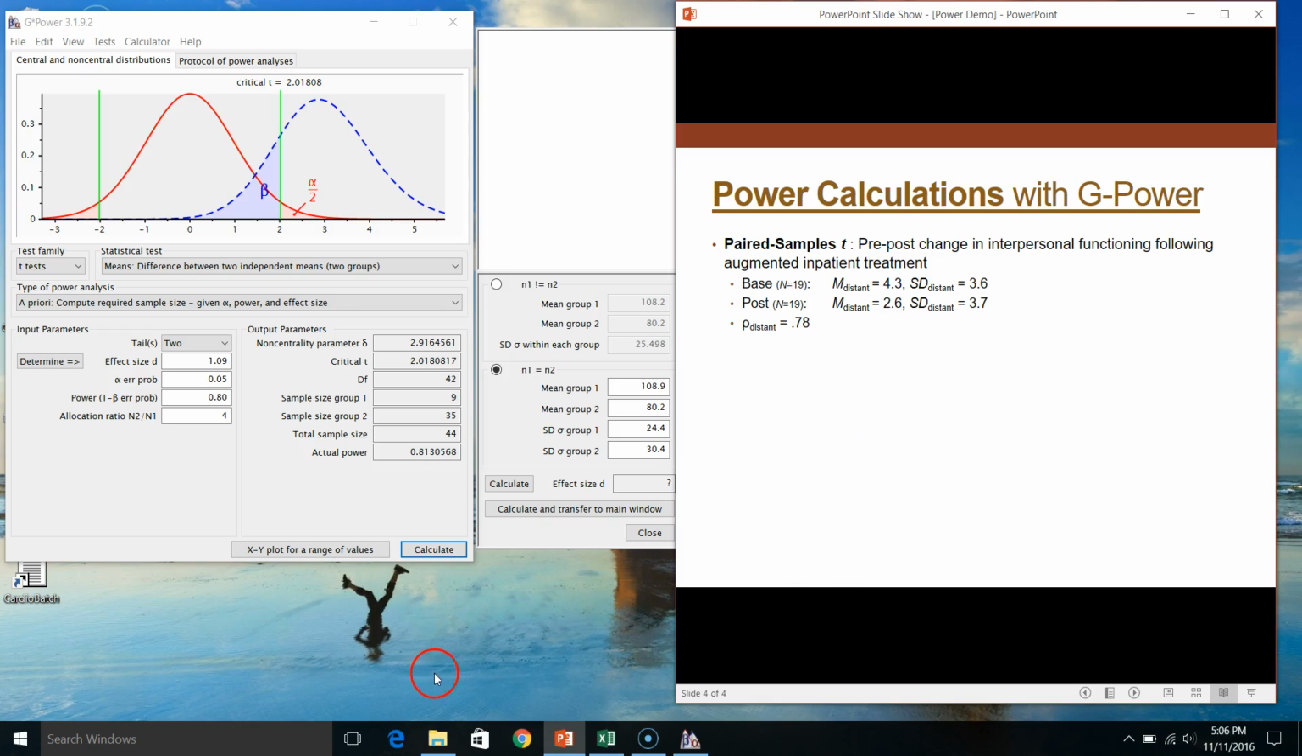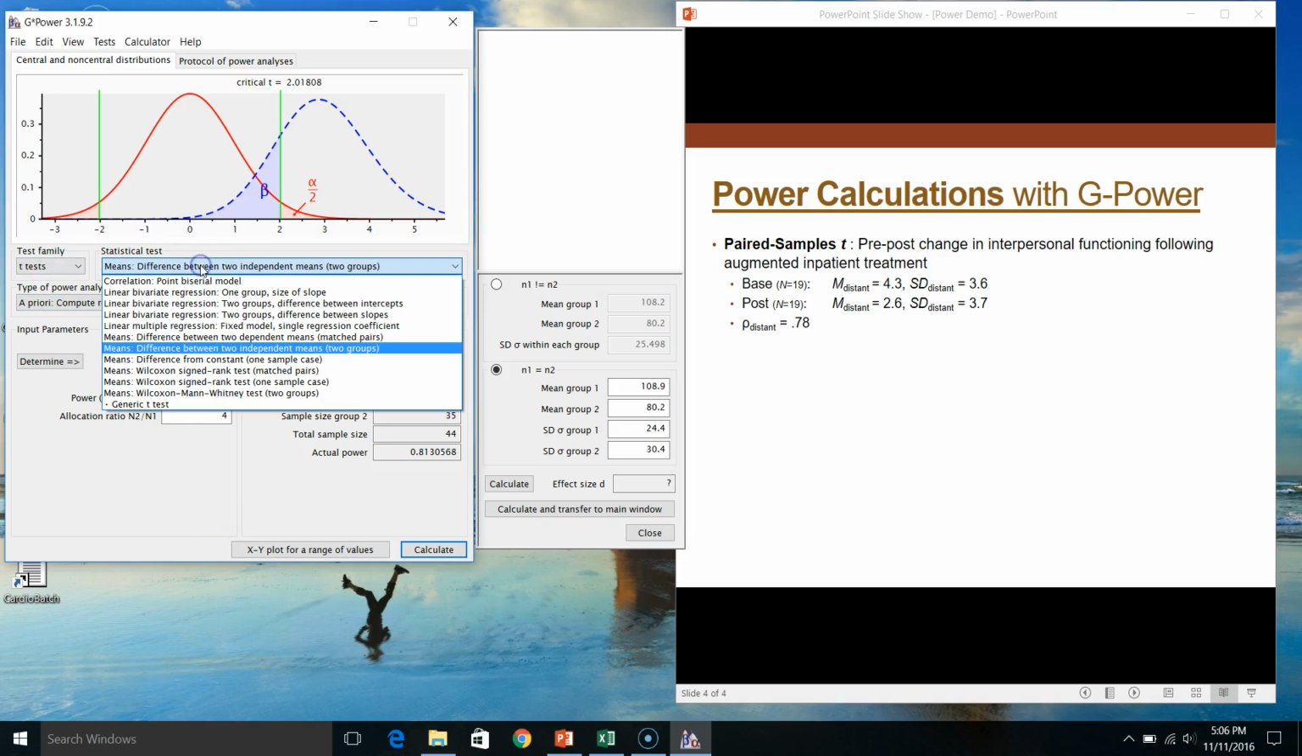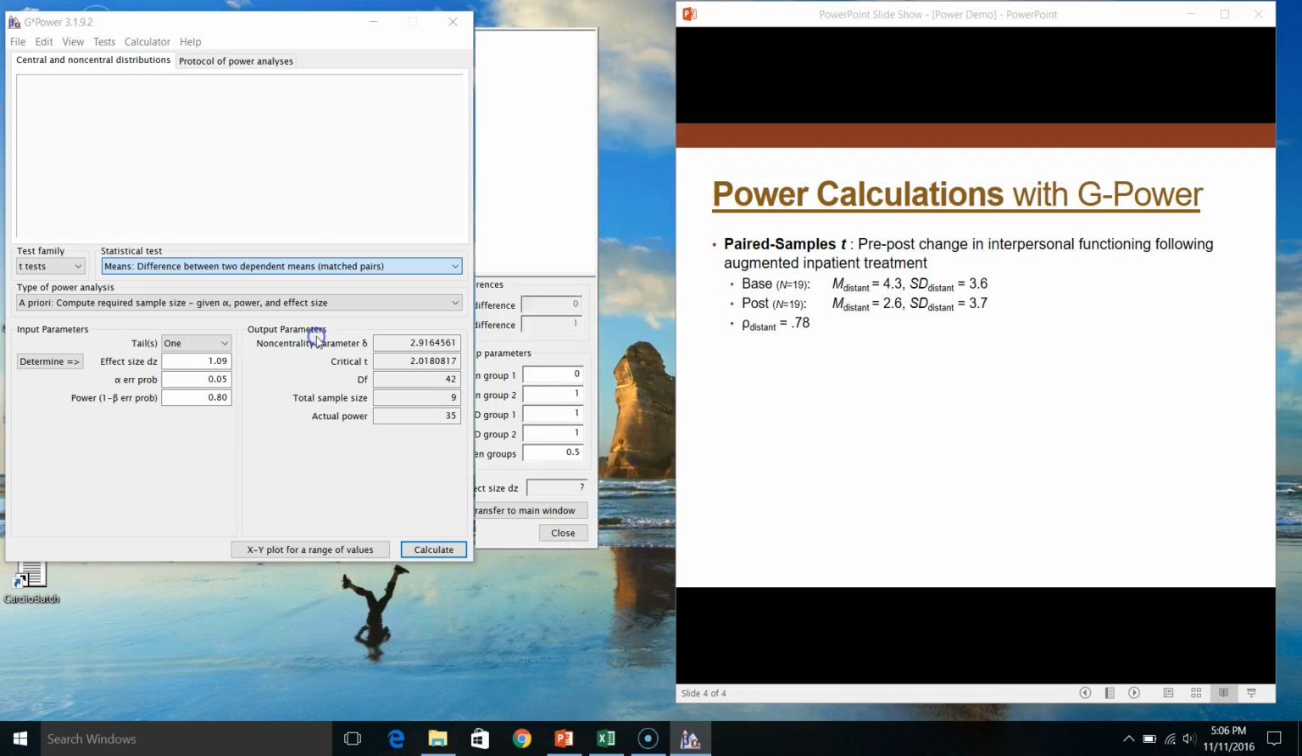Okay? And so what we want to do is, this is something that's been found in the existing literature. We want to see how many people do we need in our sample in order to detect this effect at adequate power. So again, we're still using a t-test. We're going to go to means, and we're going to go to matched pairs, right? So this is the difference between two dependent means. This is our matched or a paired sample t-test.